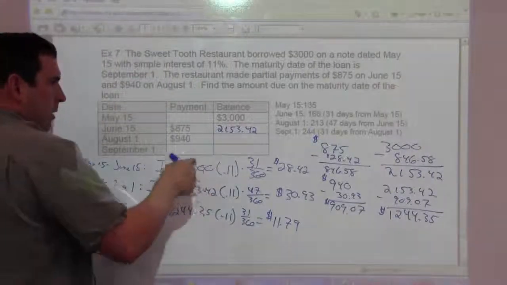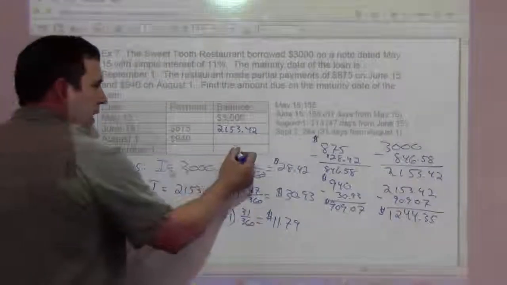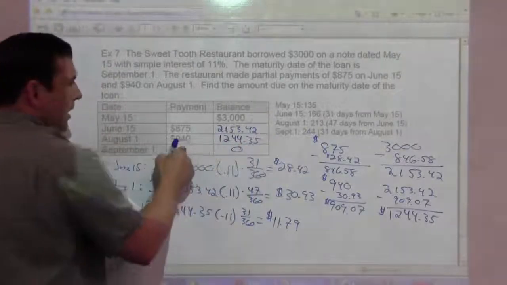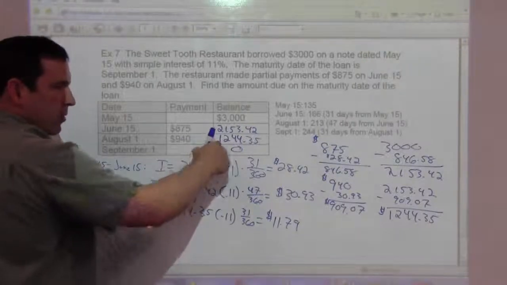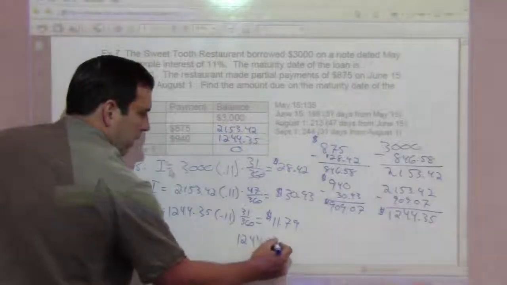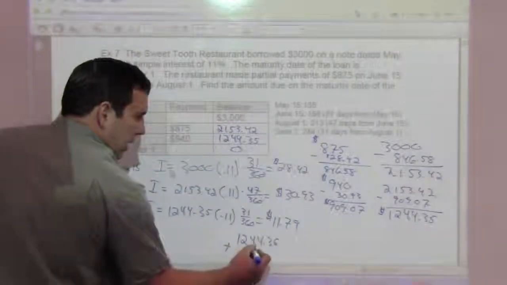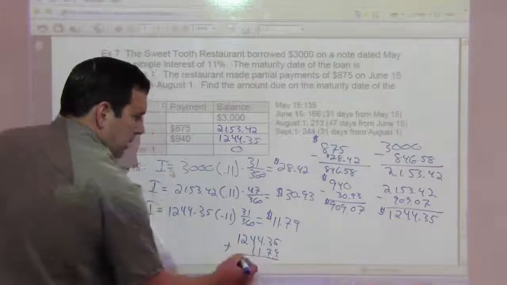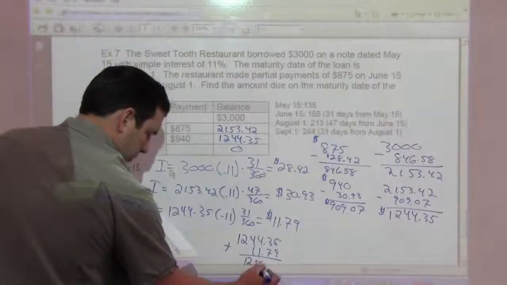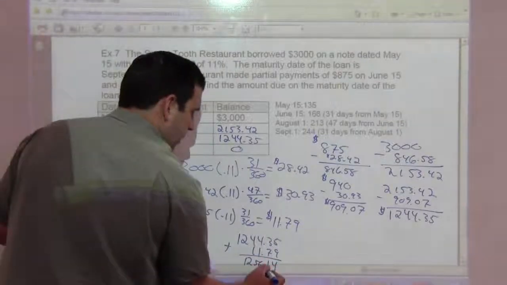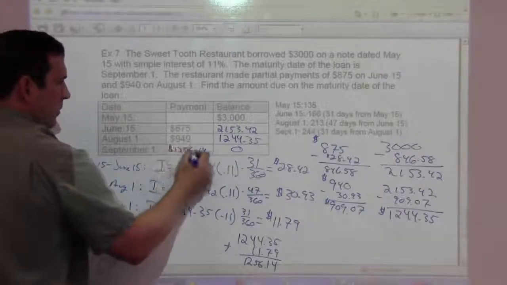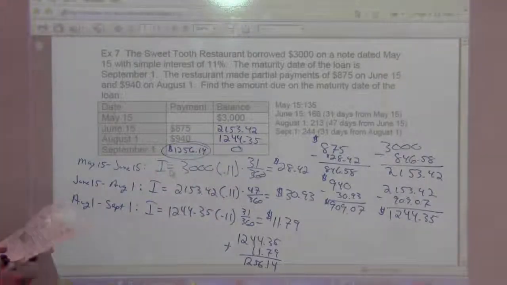But now instead of subtracting it, we don't know what the final payment's going to be. We know the final balance should be 0. What's that last payment? It has to be this amount plus any interest that's accrued. So $1244.35 plus 11.79 is $1256.14. So $1,256.14. That's the final payment.